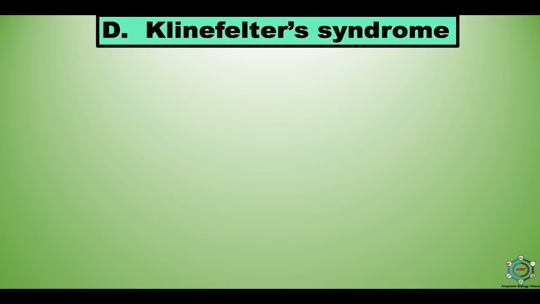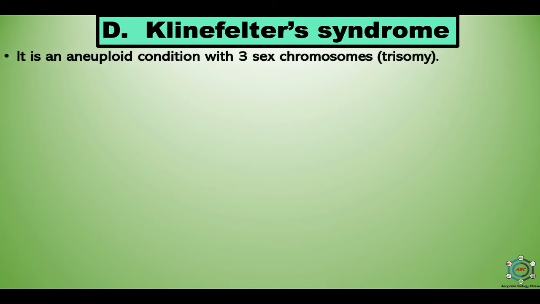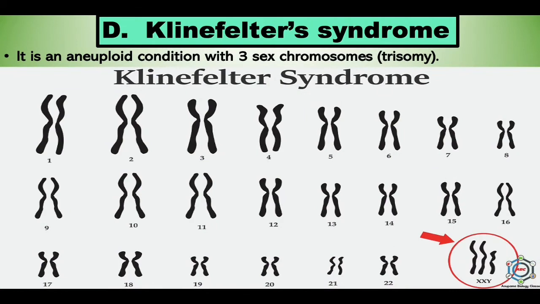Now the next is Klinefelter syndrome. So what is Klinefelter syndrome? It is an aneuploid condition with three sex chromosomes, that is trisomy. Here you can see the cause of the Klinefelter syndrome. Klinefelter syndrome is caused by XXY genotype. This genotype results from the union of a non-disjunct XX egg with a normal Y sperm or normal X egg and abnormal XY sperm. The individual has 47 chromosomes, that is 2n plus 1 condition.